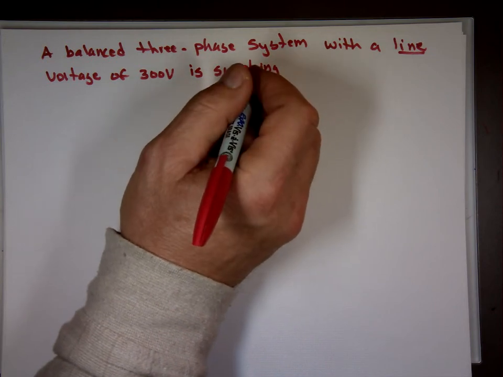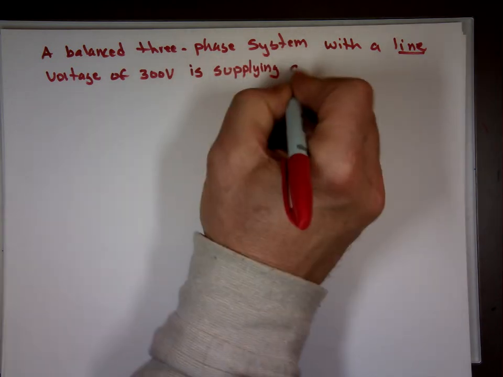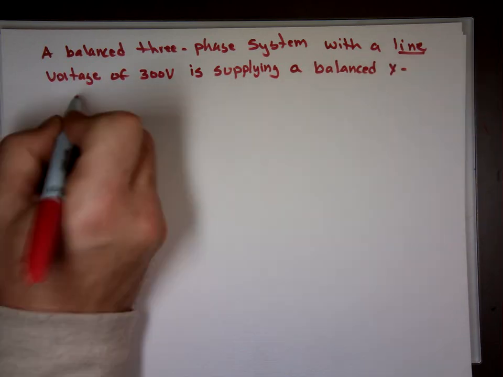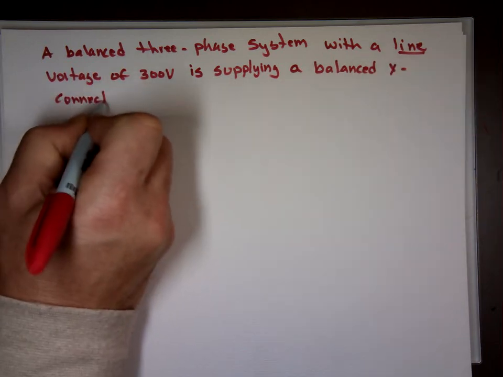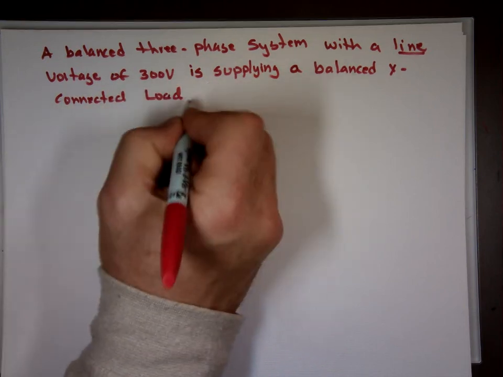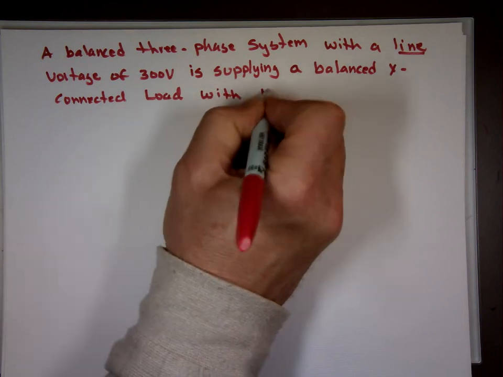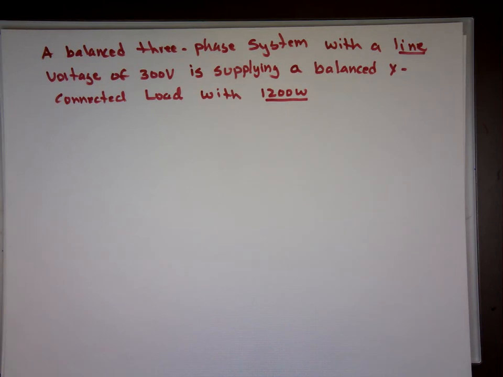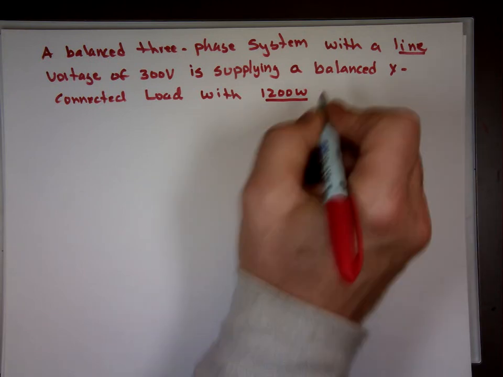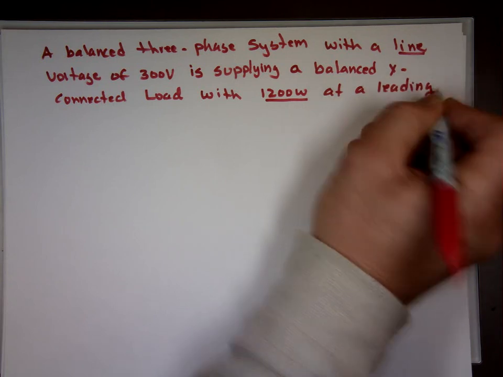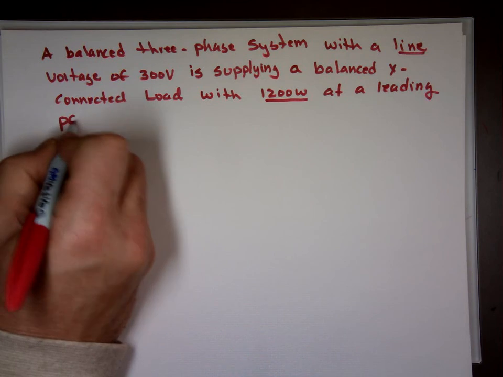A balanced Y-connected load with 1200 watts. The word watts, again, is important to us because that tells what average power. At a leading power factor of 0.8. Leading, that means theta is negative. Power factor equals 0.8.